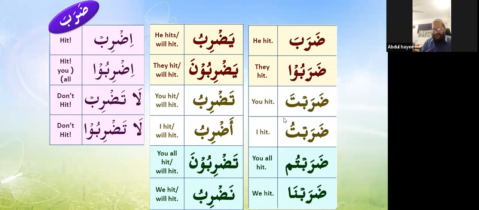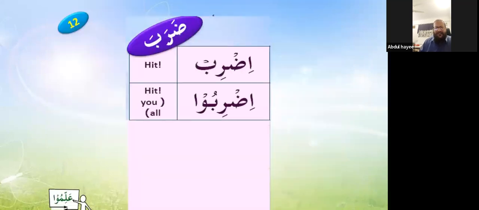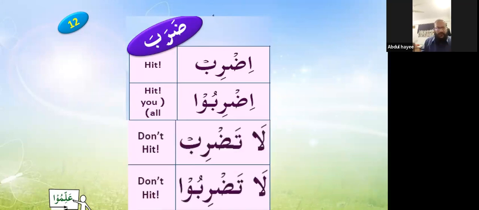So let's proceed. We said Idrib, hit. Idribu, hit you all. La tadrib, don't hit. La tadribu, don't hit you all. So I will point, you tell me the Arabic and translation. What about this one sign? Idrib. Hit. Good. What about this sign? Idribu. Hit you all. La tadrib. Don't hit. La tadribu. Don't hit you all.